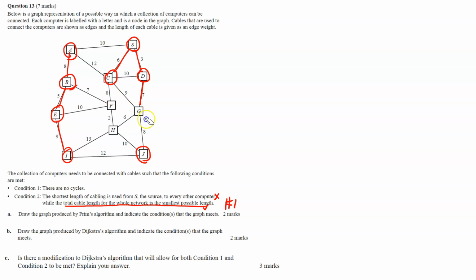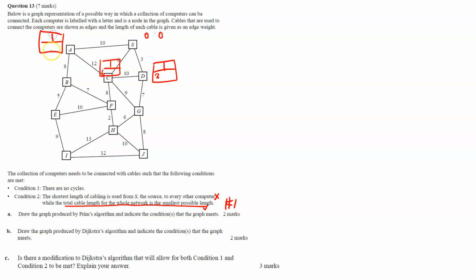Next, we're going to do a graph using Dijkstra. So let's get rid of all of this. So we start by labeling S with a distance of 0. Next, from S, we go to D, which will give a temporary label of 3. We go to C. This is going to get pretty messy, isn't it? Which will give a temporary label of 6. And we go to A, which will give a temporary label of 10.